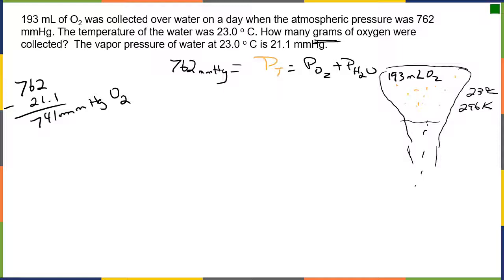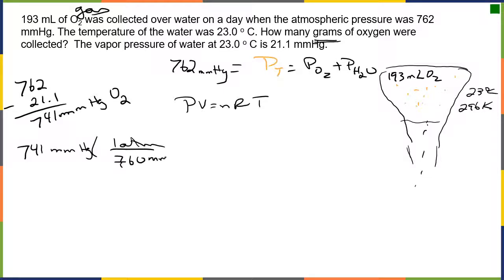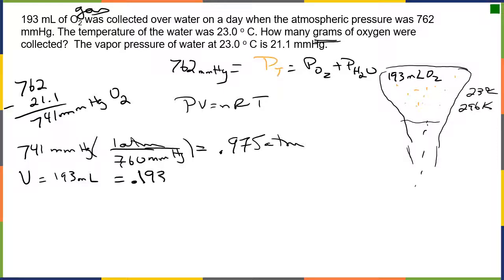Well, this is a gas. And if we've got a gas, we know we can use PV equals nRT. Everything has to be in the right unit. So let's take 741 millimeters of mercury, 1 atm for every 760. And that's going to give us a pressure of 0.975 atmospheres. Our volume is 193 mL, which is 0.193 liters. Our temperature is 296 Kelvin, and if we have this information, we can solve for moles.